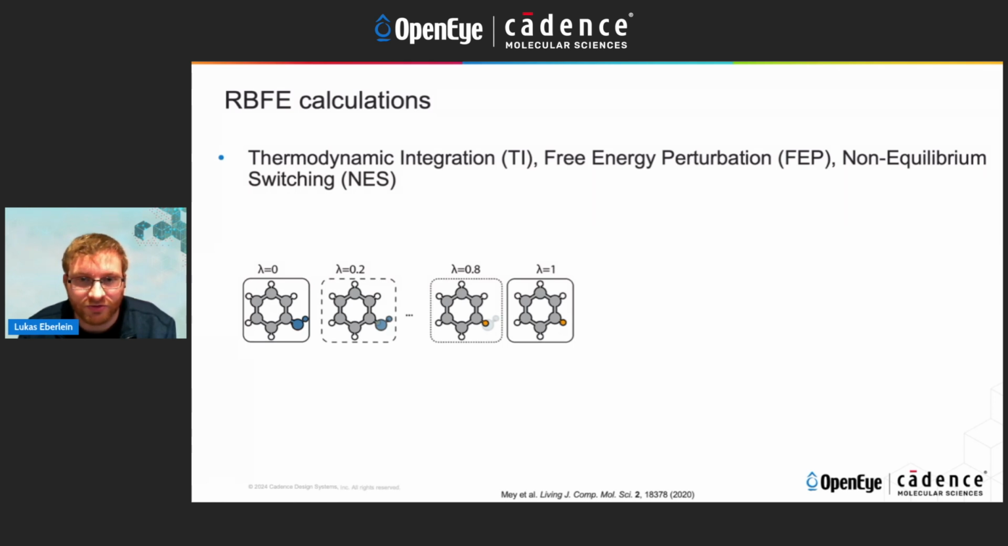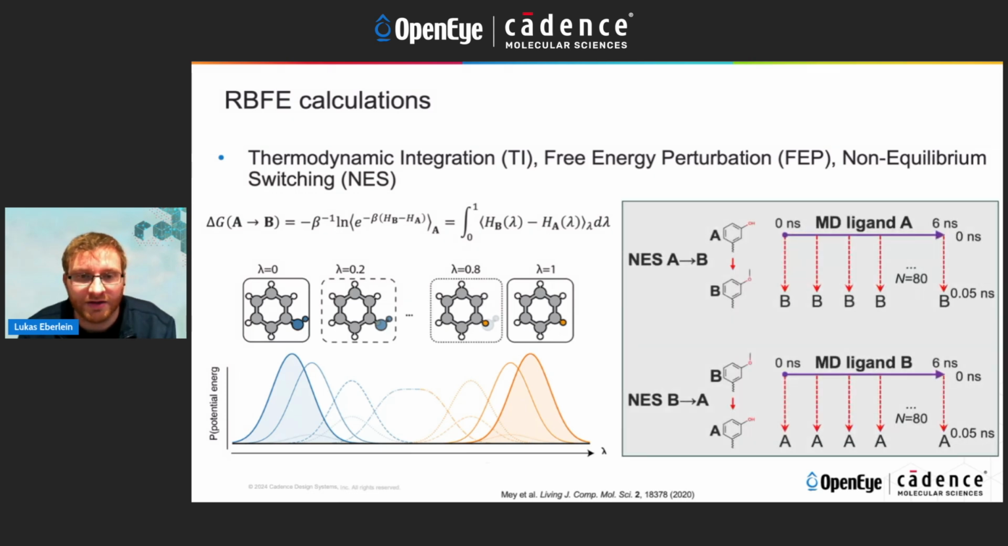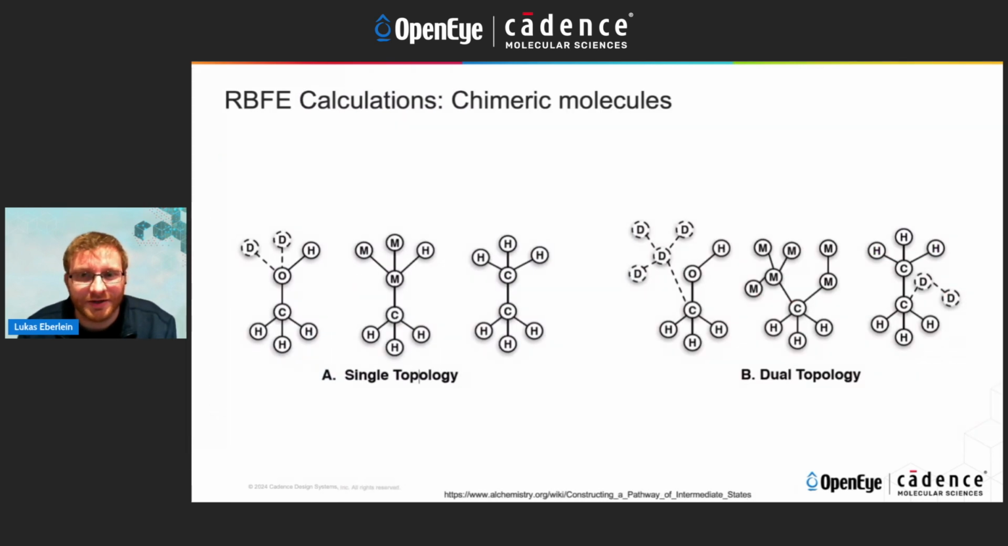There are 3 established approaches commonly used in industry for the calculation of relative binding free energies: thermodynamic integration, free energy perturbation, and non-equilibrium switching. TI and FEP are computationally expensive because they require an equilibrium sampling of all lambda states, including unphysical intermediate states. NES overcomes this issue because many transformations are carried out and the ligands are quickly switched from state A to B out of equilibrium. The relative binding free energy is then calculated from the work distribution obtained from all these rapid switches.